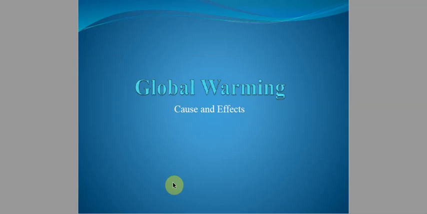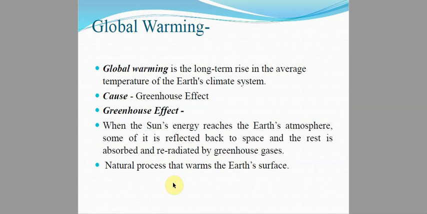So in this current lecture we'll be seeing about global warming and its cause and effects. So we'll be covering all the concepts related to global warming. So let's just first see what is global warming. So you might have heard it in news or read it in newspapers. Global warming is mainly the long-term rise in the average temperature of Earth's climate. So temperature of Earth and the temperature of the environment is rising day by day. That phenomenon is called as global warming.